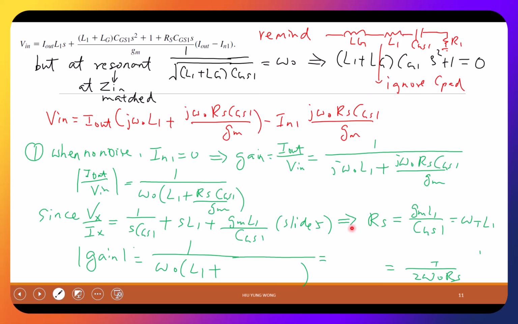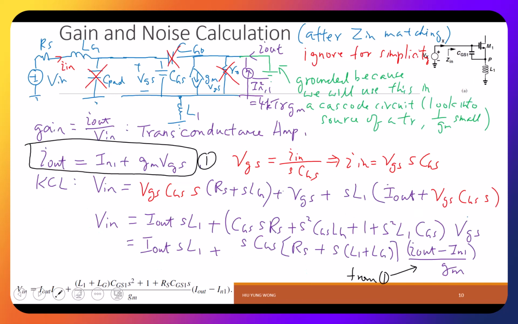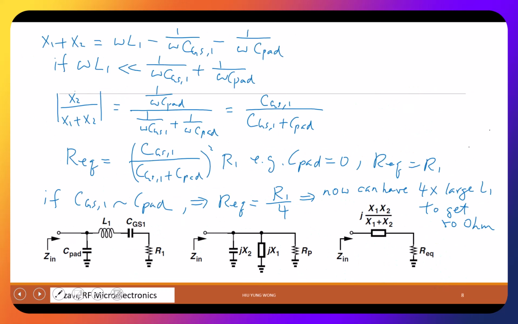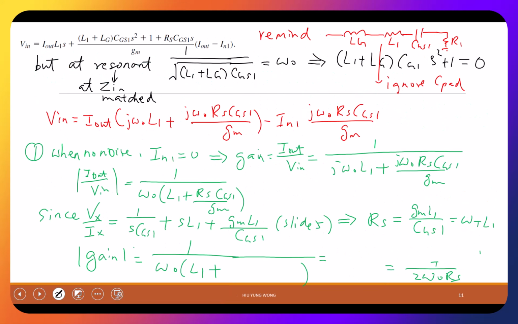Are you okay with Rs equal to GM L1 divided by CGS1? And I remind you, GM divided by CGS1 equals what? Omega t, right? The transit frequency. That's what we studied earlier in slide 5. GM L1 over CGS1 is omega t L1. Is that okay? So my goal is to remove L1. From here, what is L1? L1 equals Rs divided by omega t. Then what I'm going to do is just substitute L1 into this equation.